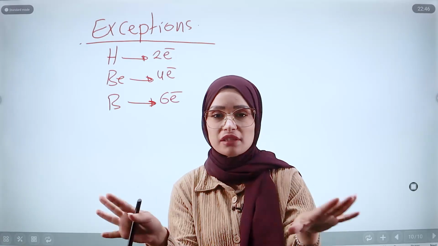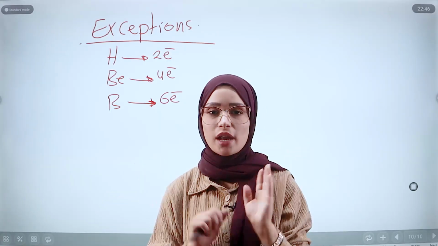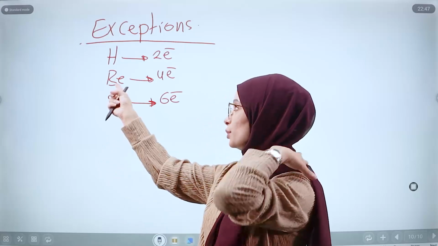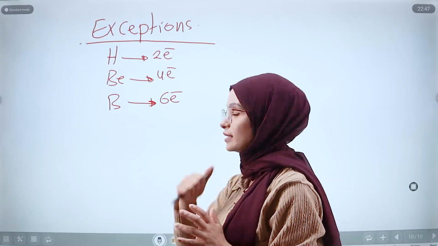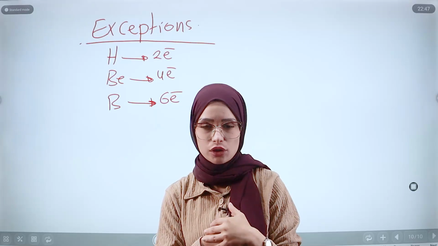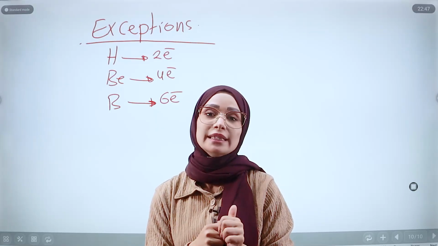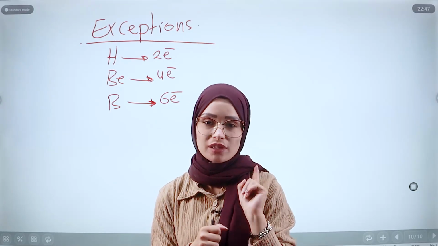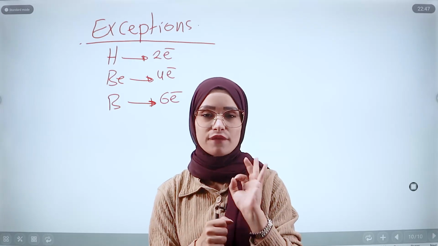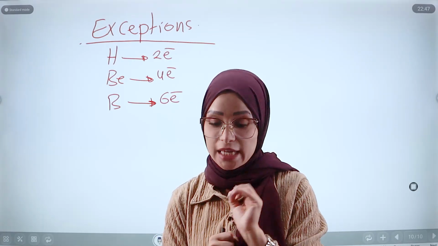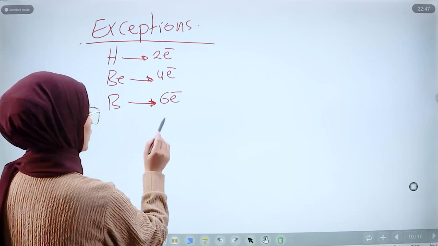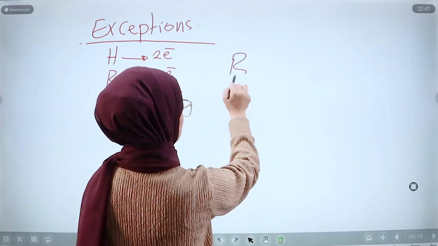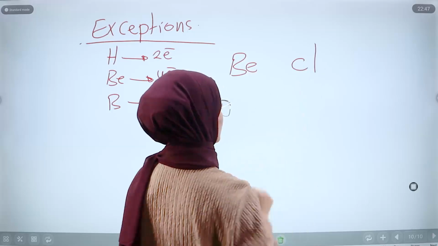Yes, hydrogen is happy and stable at 2 electrons. Beryllium is stable at 4 electrons. Boron is stable at 6 electrons. What do we mean, teacher, by this? Let me give you an example, and I want you to concentrate on this very, very important question. This is really, really important. I will do an example of Be, beryllium, with chlorine, right?